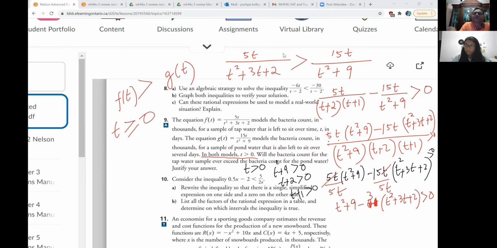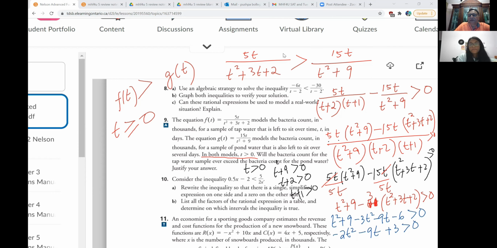So let me expand this. We have the next statement, which is t squared plus 9, open this bracket, minus 3t squared minus 9t minus 6 should be greater than 0. Clear? So t squared minus 3t squared is minus 2t squared, minus 9t, and 9 minus 6 is 3, should be greater than 0. Is that okay? So that is the inequality which we need to solve.